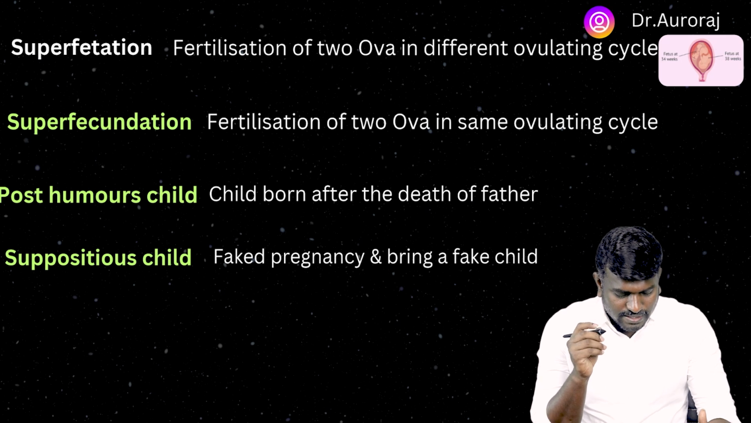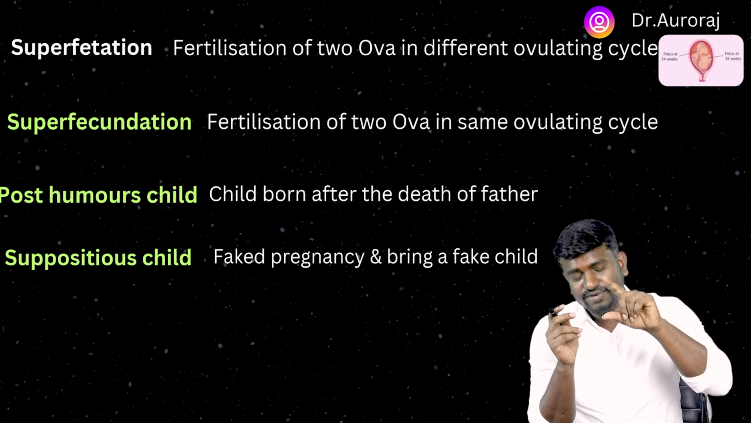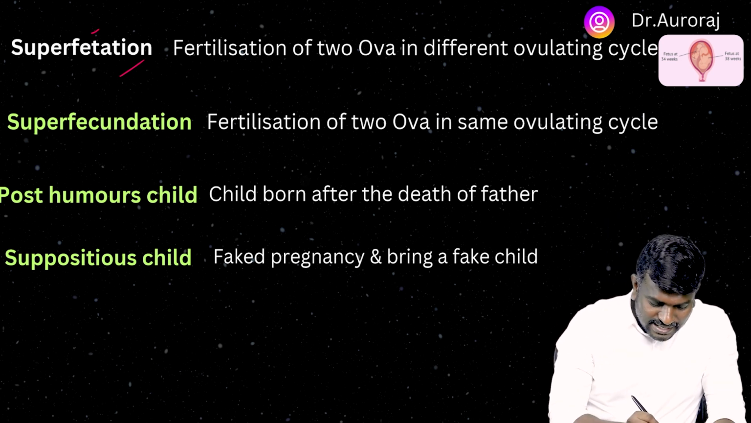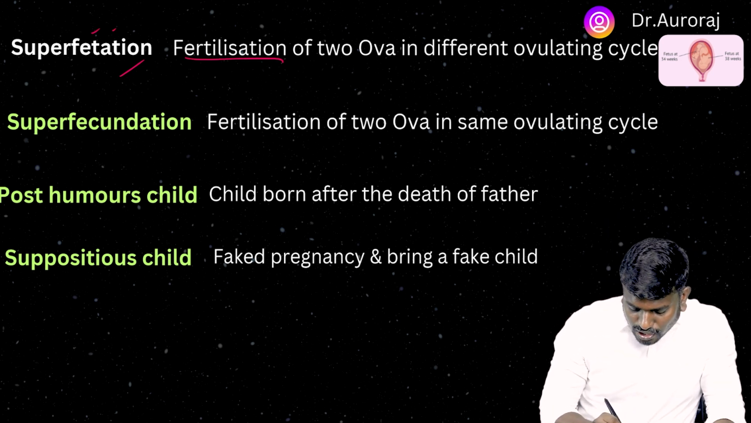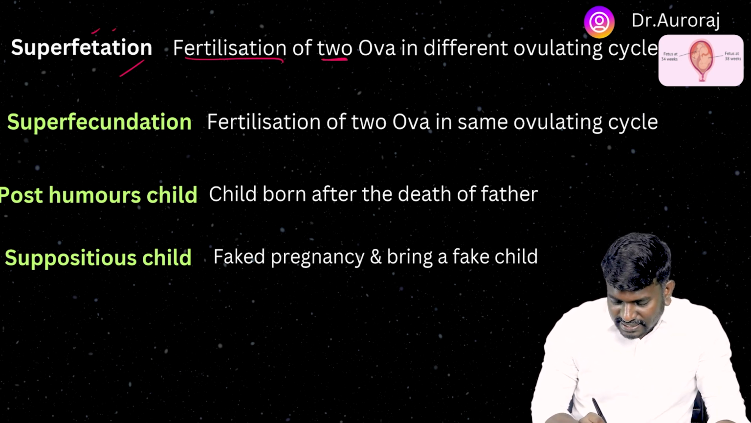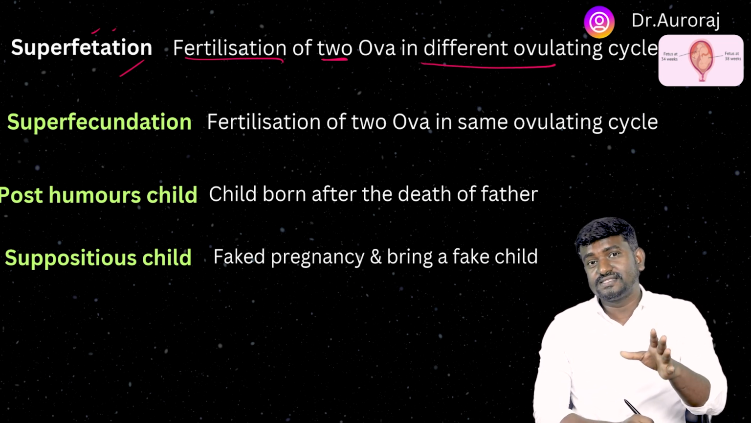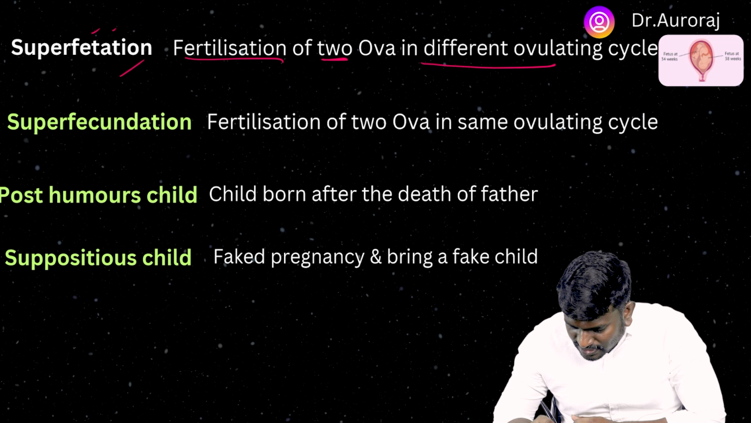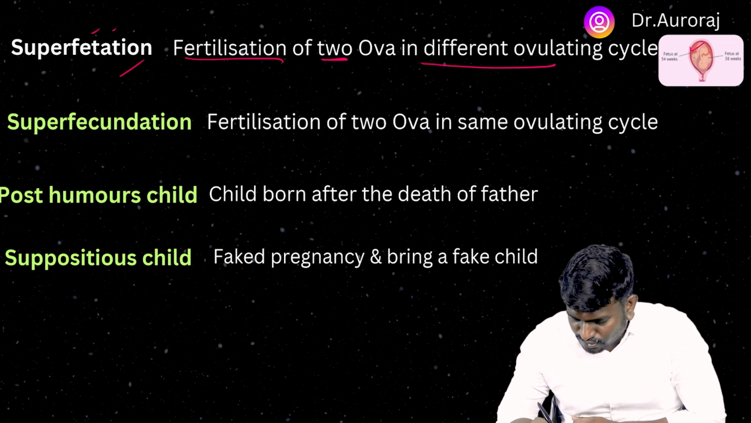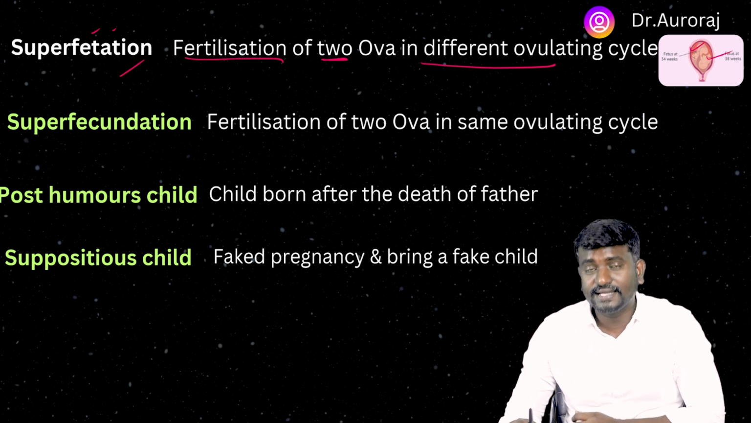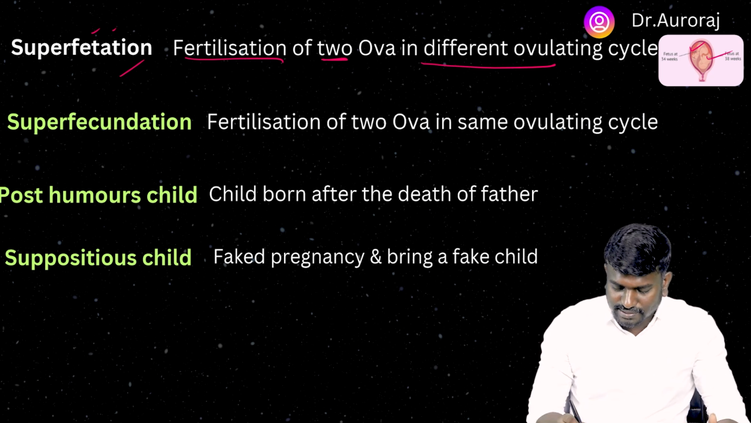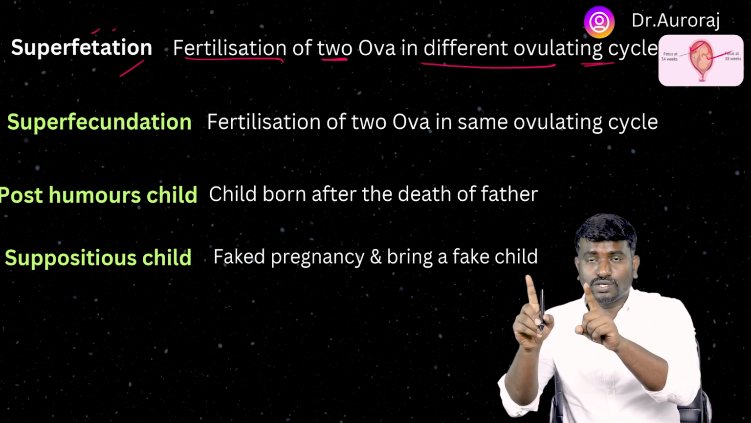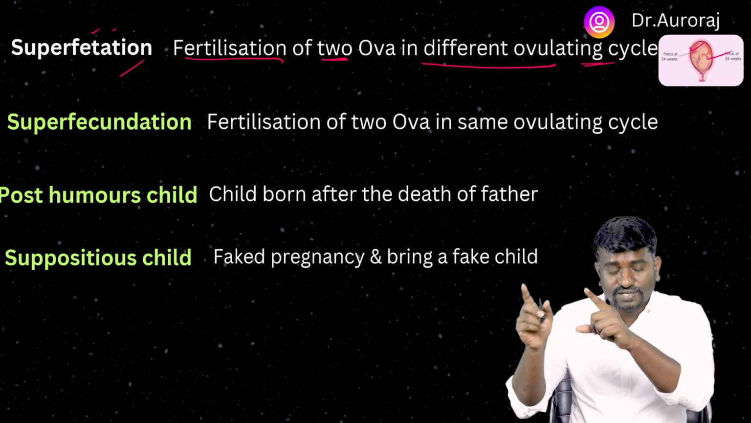Superfetation is going to be four important terms you're going to remember. First is going to be what? Superfetation. It has double T. It means what? Fertilizations of two ova in different ovulating cycles. Now what happens is, one fetus may develop at the week of 34 and one more fetus also could develop at the week of 38. This happens where? In different cycle. This is called as what? Superfetation. Remember, 2T, it has for two ova. Next, and two different cycle.